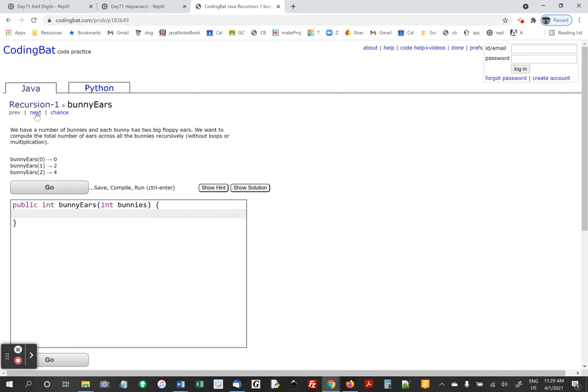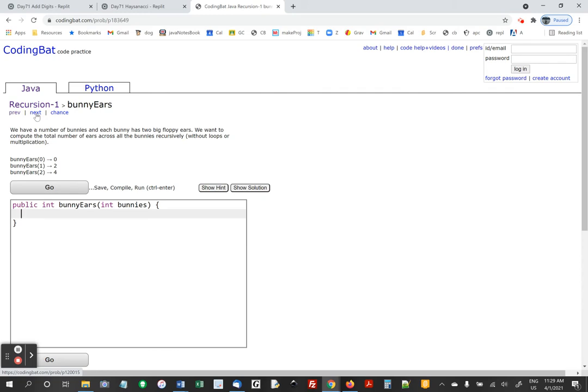All right, we have a number of bunnies. Each bunny has 2 big floppy ears. We want to compute the total number of ears across all the bunnies recursively without loops or multiplication. So, I mean, obviously you could just take bunnies and multiply it by 2, and then that's the answer, but that's not what we're doing. We are going to instead do a little bit like factorial, except instead of multiplying by n, we're going to multiply by 2.